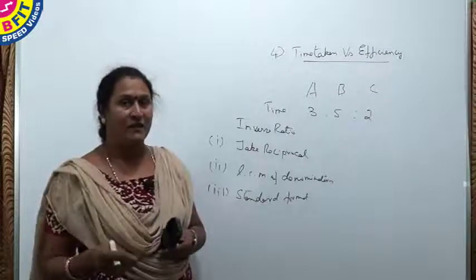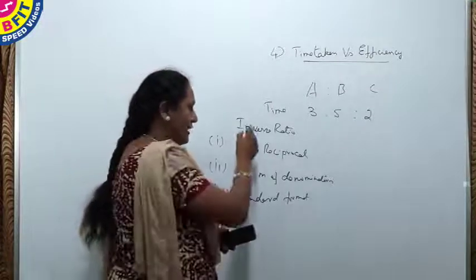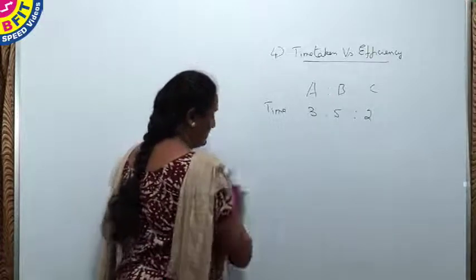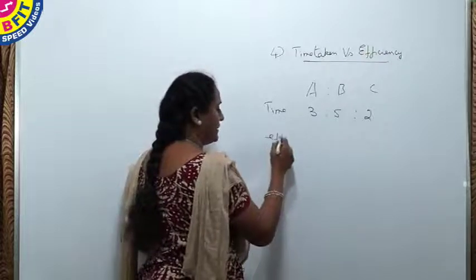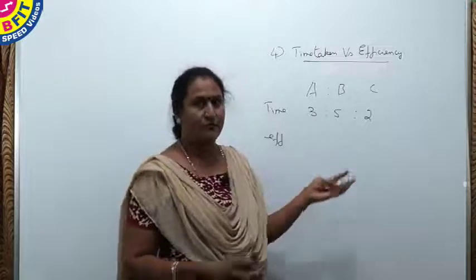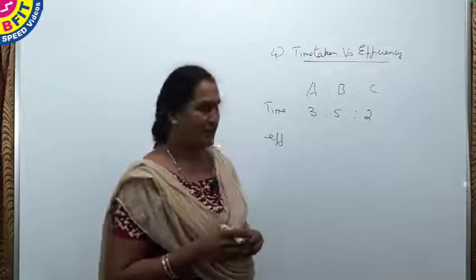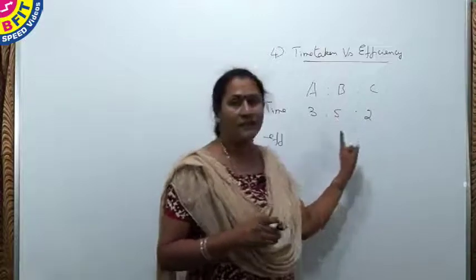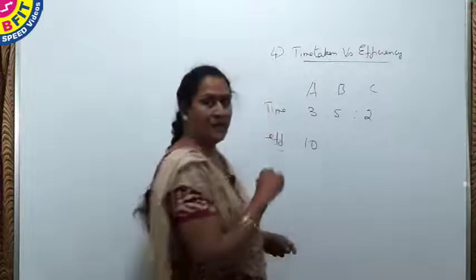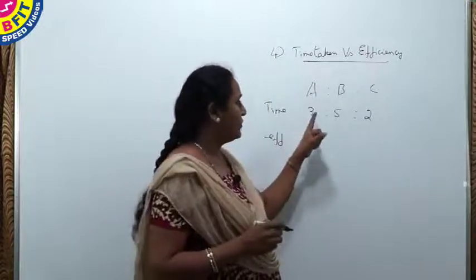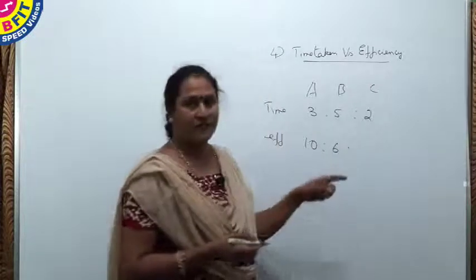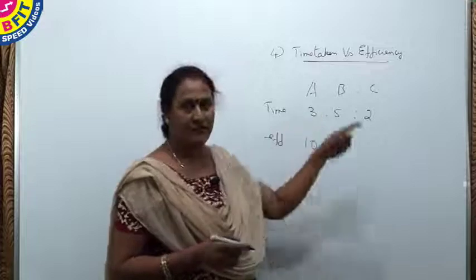But there is one easy method to find the inverse ratio where you can avoid all the steps. To find the inverse ratio for more than 2 persons, for 2 persons we just invert the parts. For more than 2 persons, to find inverse ratio for A, multiply the other 2 parts. So 5 into 2, it is 10. And for B, multiply the parts of A and C. And for C, multiply the parts of 3 and 5.